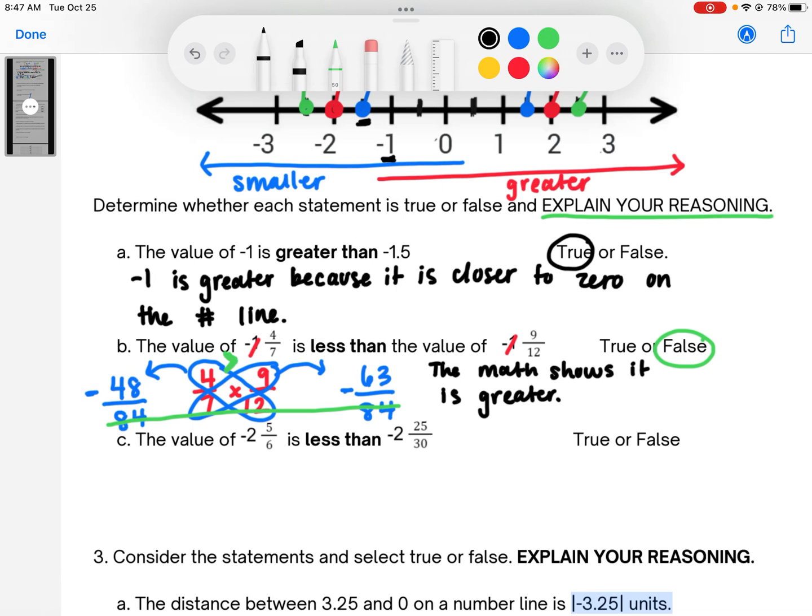Last one from this, it says the value of -2 and 5/6 is less than the value of -2 and 25 over 30. Focus on the numbers. Once again, we have two of the same whole numbers, so I'm going to focus on the fraction. I'm going to cross out those two, but don't forget the negative did not go away. So I have 5/6 and I have 25 over 30.